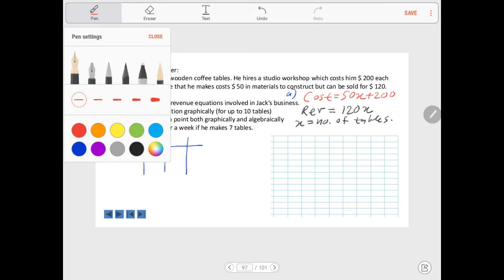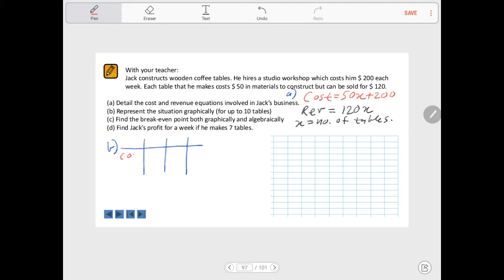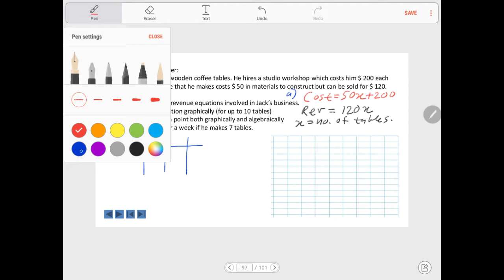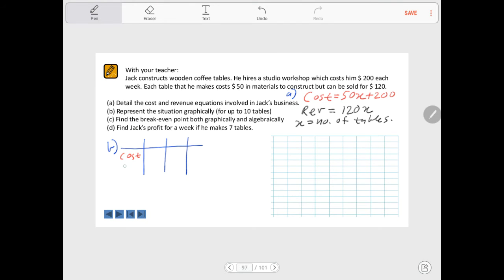And we'll put the cost here and the revenue down below that in black, and we'll have the X number of tables here across the top. It's a bit hard to read. Let's try that again. I'll just write tables. I think you get the idea. So we're going to go from 0 tables up to a maximum of 10 tables.